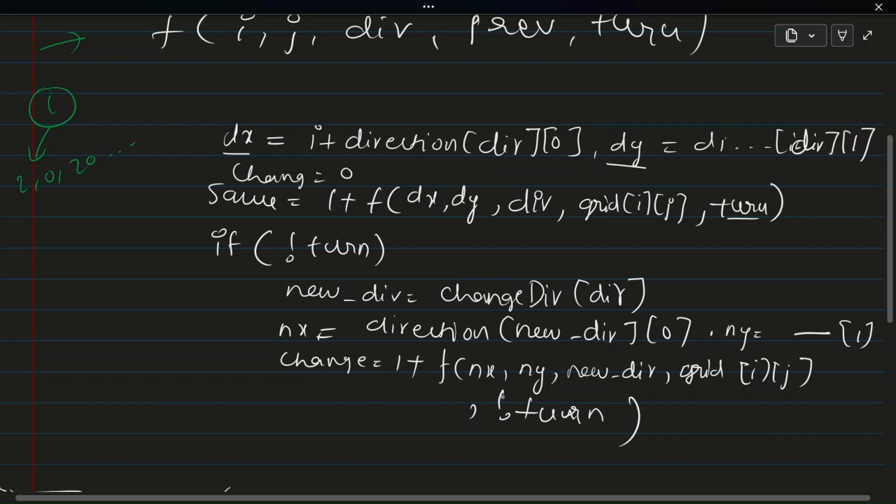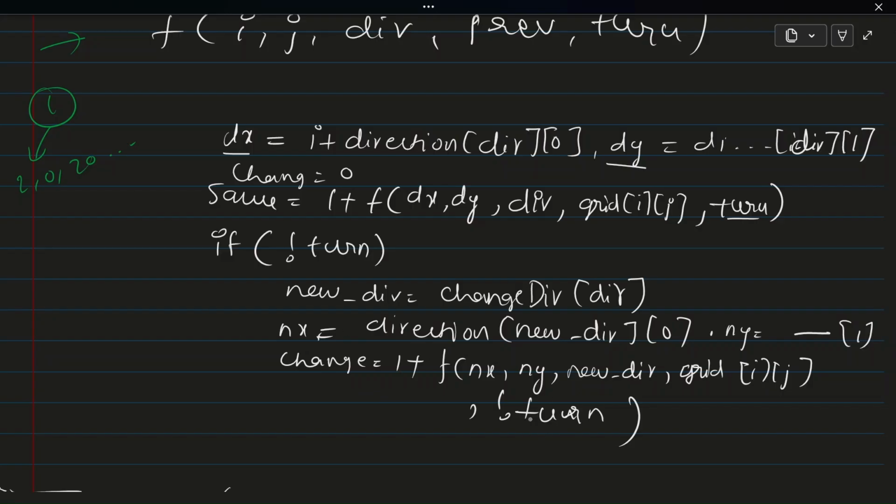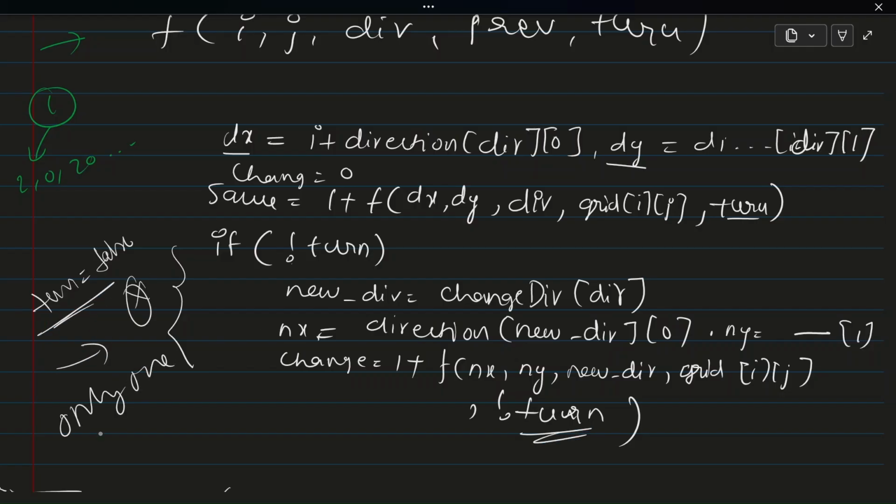So as you can see here, initially the turn was false, right? So if it is false, I have the option to change the direction. Once it becomes true, this is not executed. That makes sure that this will be executed only once. I hope you understood the recursion logic here.